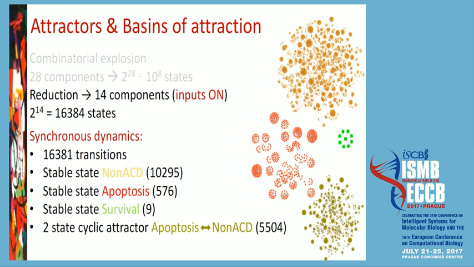Here we have the state transition graph in this synchronous update with the separate and completely disconnected basins of attraction. And for example, we can see that the survival stable state has a very small basin of attraction. We can see also the appearance of a new cyclical attractor where the cell seems not to be able to decide.